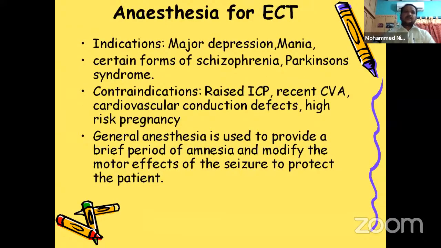Now coming to anesthesia for electroconvulsive therapy. Patients with psychiatric disorders like major depression, mania, schizophrenia, Parkinson's syndrome usually require electroconvulsive therapy. So anesthetists are usually called for providing anesthesia for electroconvulsive therapy. The contraindications for electroconvulsive therapy are mainly raised intracranial pressure, recent history of any cerebrovascular accident, cardiovascular conduction defects, because there is a high risk of arrhythmias during electroconvulsive therapy, then high risk pregnancies.